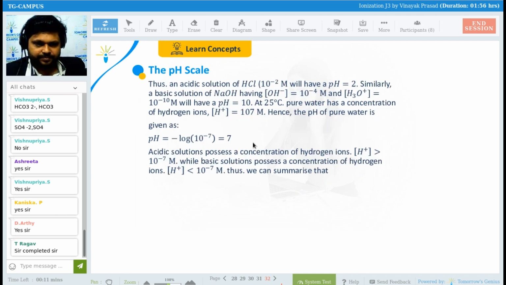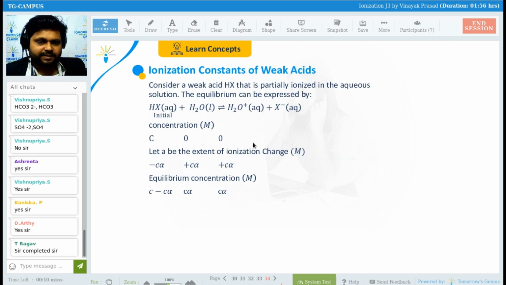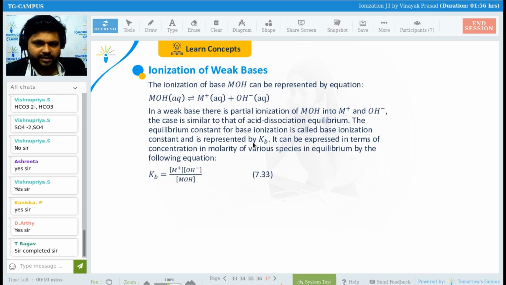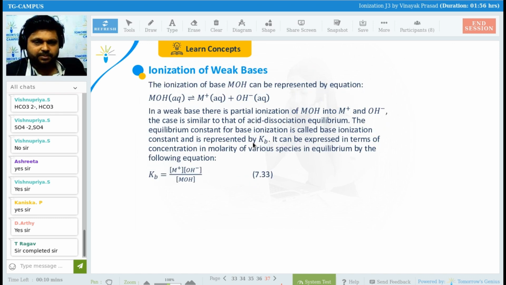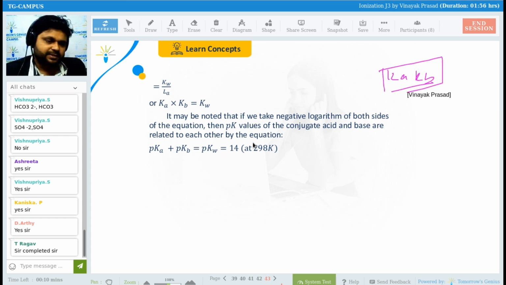Okay, guys. We have seen this value pH, if greater than 7, less than 7, then what will be there? One topic is again there. We have to see the ionization constants of weak acids and weak bases, and the relation between Ka and Kb. That we will be seeing in the next class.